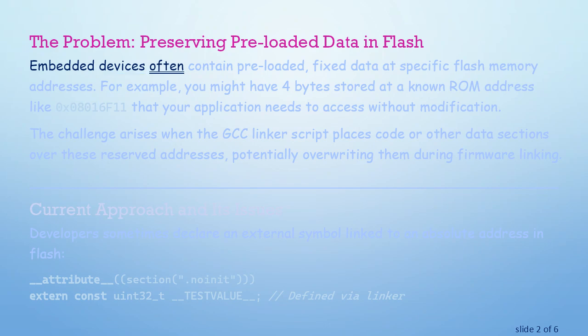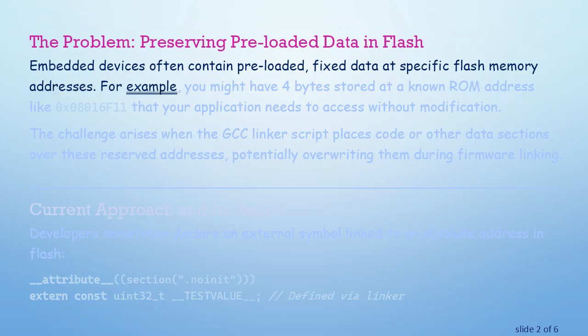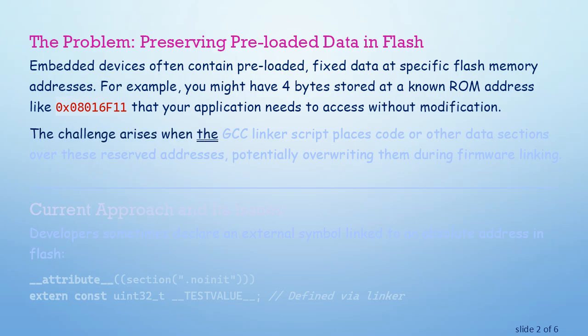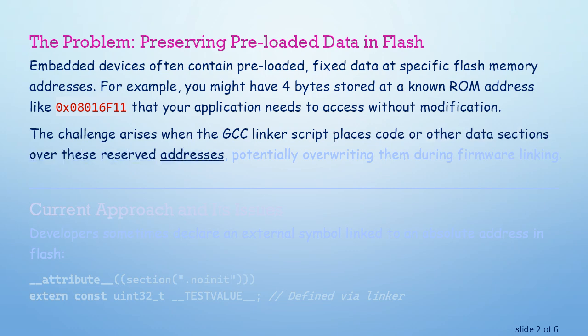Embedded devices often contain preloaded, fixed data at specific flash memory addresses. For example, you might have 4 bytes stored at a known address like 0x08016F11 that your application needs to access without modification. The challenge arises when the GCC linker script places code or other data sections over these reserved addresses, potentially overwriting them during firmware linking.